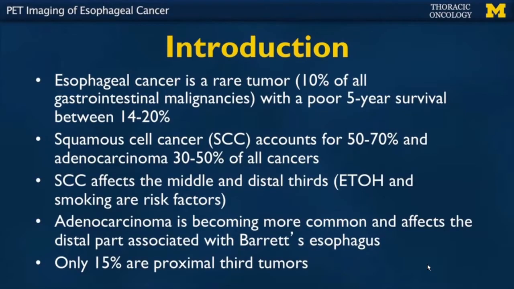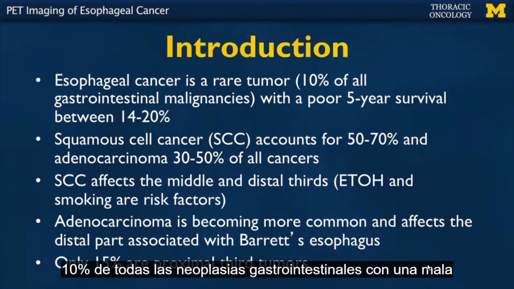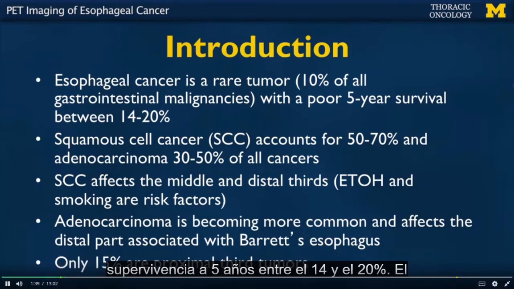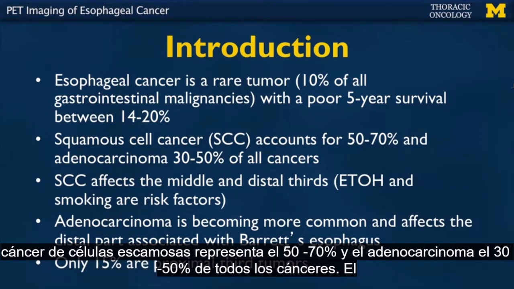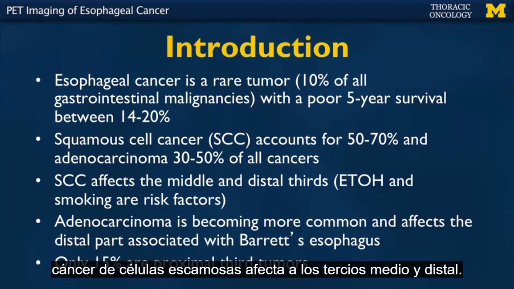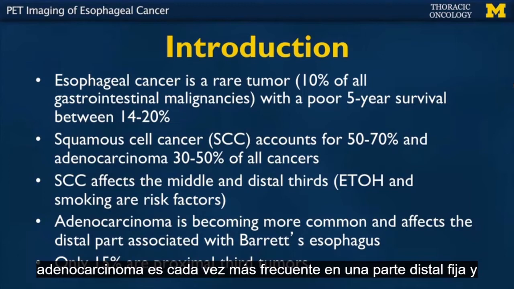Esophageal cancer is a rare tumor, 10% of all gastrointestinal malignancies, with a poor 5-year survival of 14 to 20%. Squamous cell cancer accounts for 50 to 70%, and adenocarcinoma 30 to 50% of all cancers. Squamous cell cancer affects the middle and distal thirds, and alcohol and smoking are risk factors. Adenocarcinoma is becoming more common and affects the distal part, and this is associated with Barrett's esophagus.